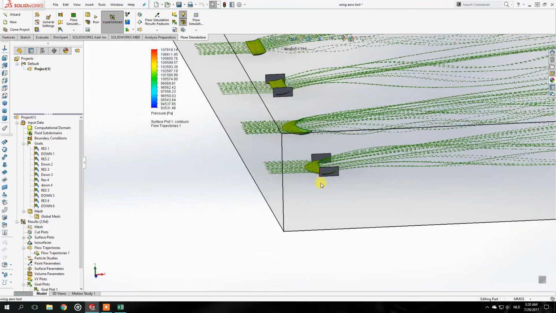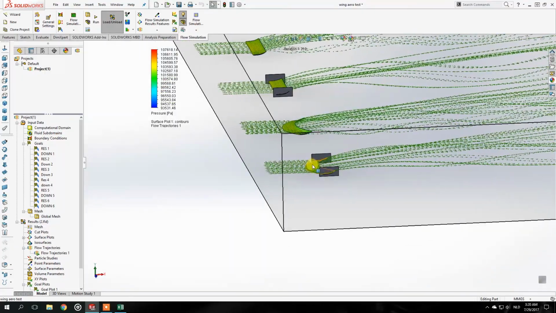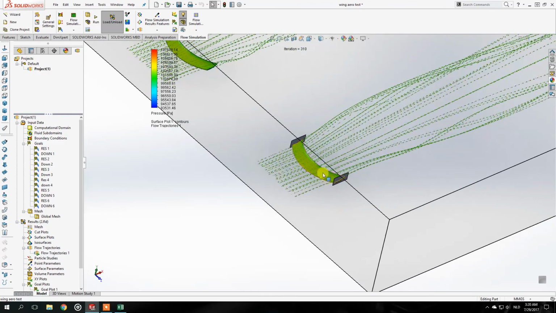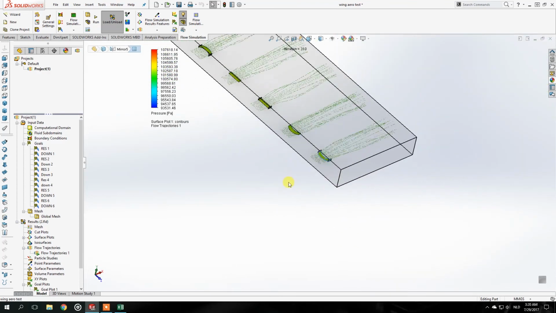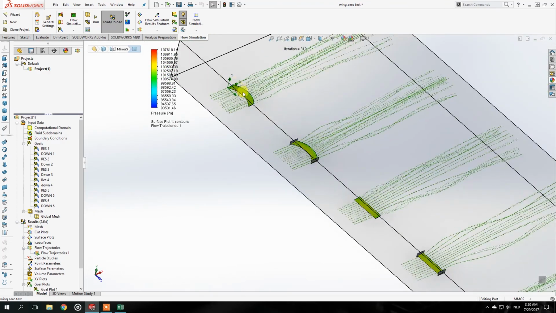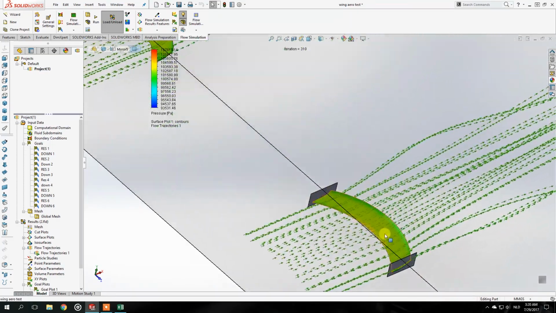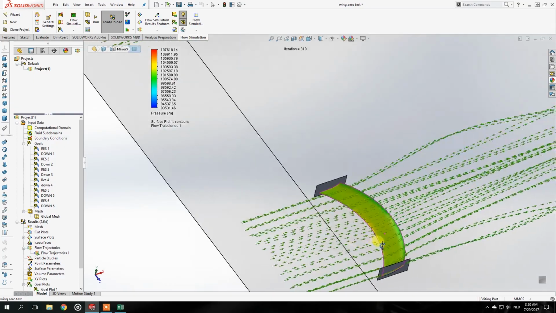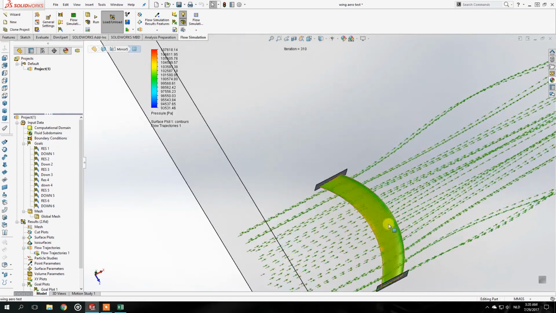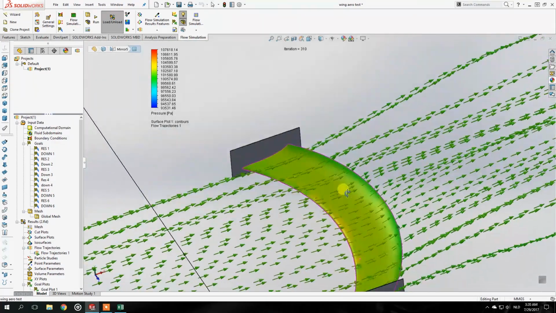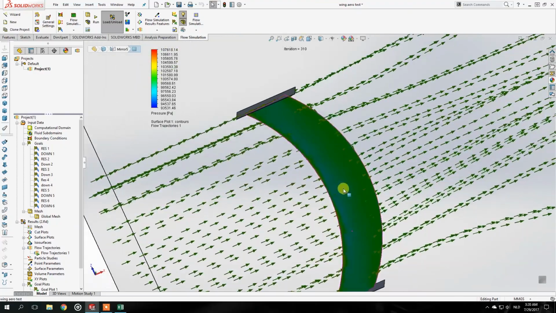So the last thing that I still don't really understand is why this one is creating more downforce than this one. I can't really see that in the CFD results with just the air flow and everything. So I still need to figure that out.